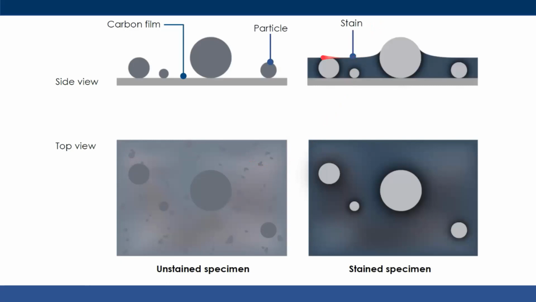When we negative stain this preparation, we stain the background with the heavy salts. So now in the top view, we can see the edges of the particles, and we can see exactly the structure of our biological sample.